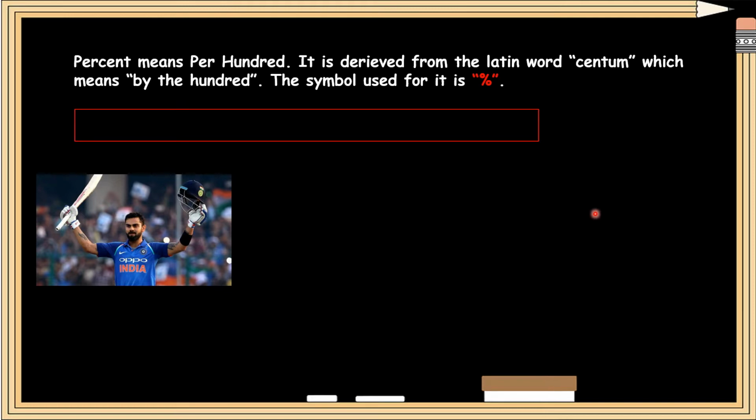So what does this cent mean? Let me tell you. Cent means 100. So that's why the meaning of percent is per 100. So let's solve the problem of Rohan. So this is the solution. I'll explain it to you properly.